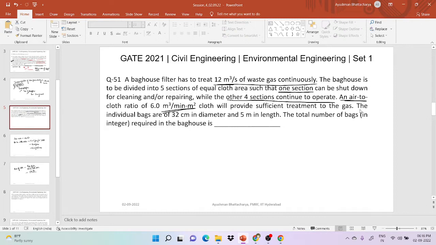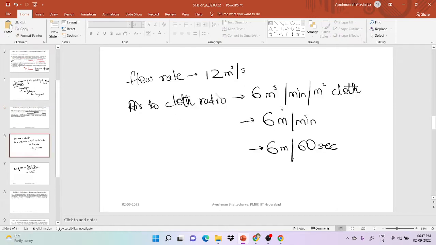See here in the second last line, the individual bags are of 32 centimeter in diameter and 5 meter in length. So they have given the individual dimensions. If I get to know the total area of the cloth, then we can easily find out the number of bags required. And look at the unit here: meter cube per minute per meter square. After the air to cloth ratio the unit is meter per 60 seconds, and the flow rate is meter cube per second. So from here we can get the area of the cloth in meter square.